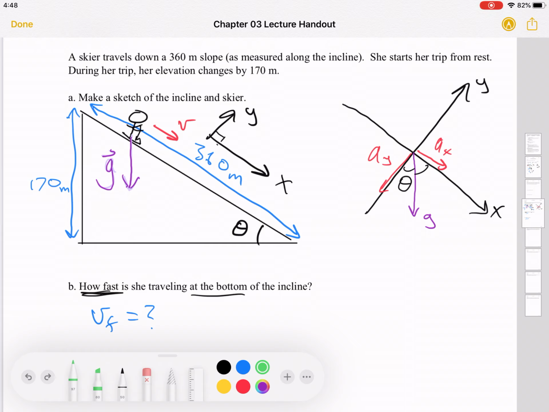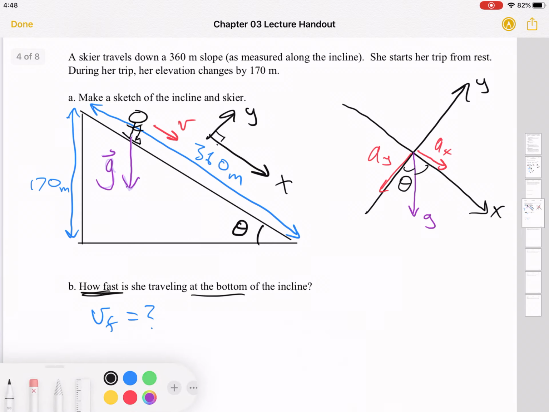Great. Okay. So then, now that I know what theta is, I can calculate what a sub x is, because that's really what I care about. A sub y isn't doing anything. It's contributing to a normal force, but that's a chapter ahead of us. So a sub x is what I care about, because that's the direction that the motion is in. And a sub x is going to be g times a trig function of theta.